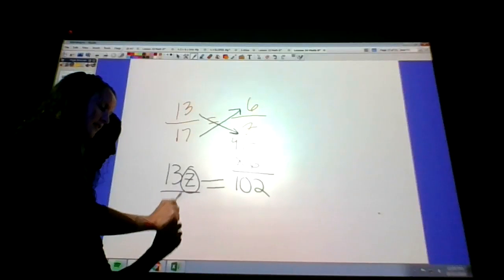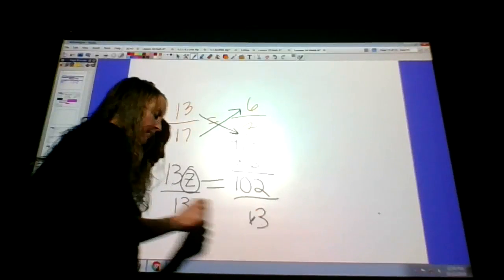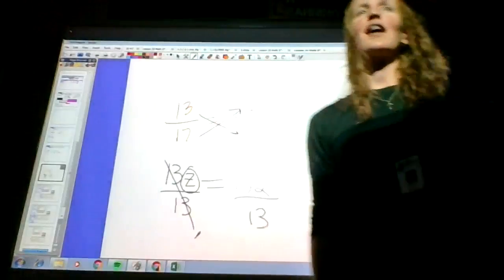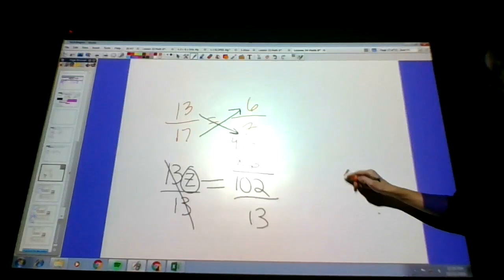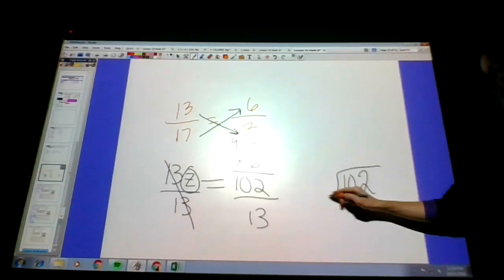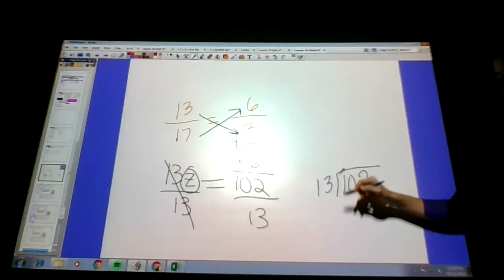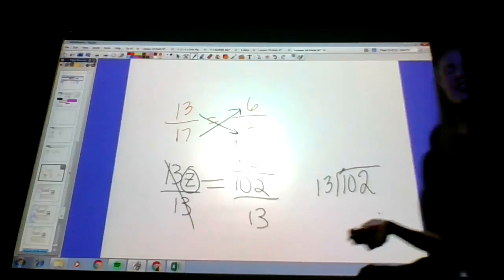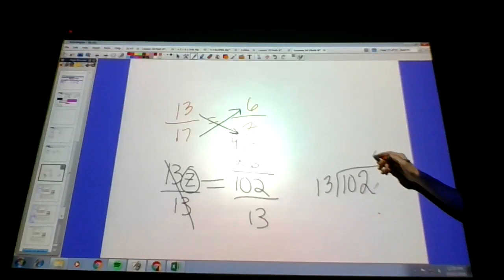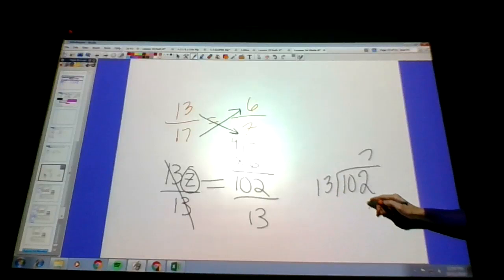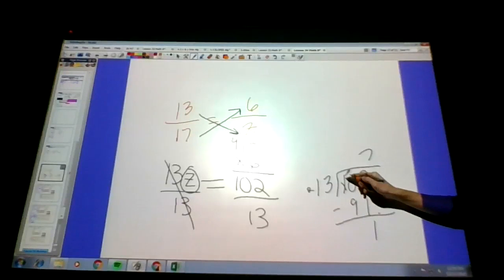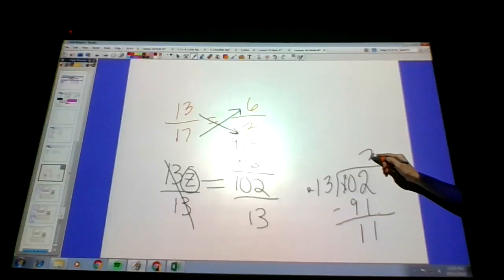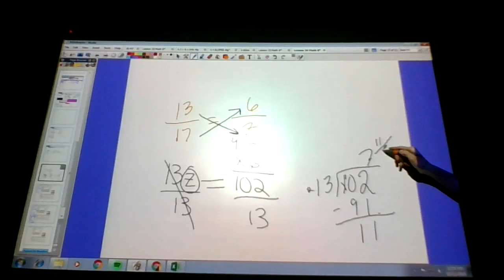Multiplication. So we do the opposite, divide both sides by 13, which is difficult and takes a little work. So 13 goes into 102 7 times. 7 times 3 is 21, carry the 2, 91. And then we go like this and just write it as a remainder. So you go 102 minus 91 is 11. So you get 7 and 11/13.